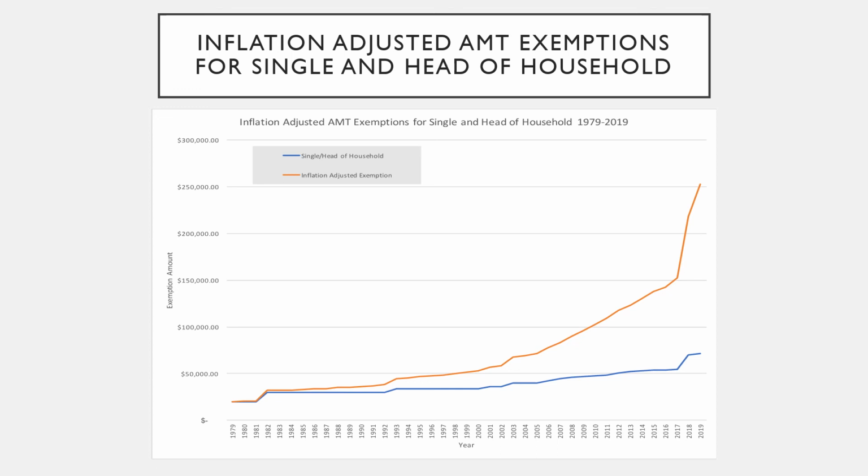If the AMT exemptions were adjusted for inflation, the 2019 exemption amount for taxpayers filing single and head of household would be $252,554.26. However, since the blue line was not adjusted for inflation until 2012, the actual exemption amount for a single and head of household was $71,700 in 2019. The significant difference in the exemption amounts is one of the main reasons the number of taxpayers subject to the alternative minimum tax has risen over time.